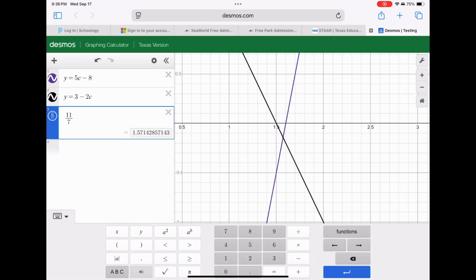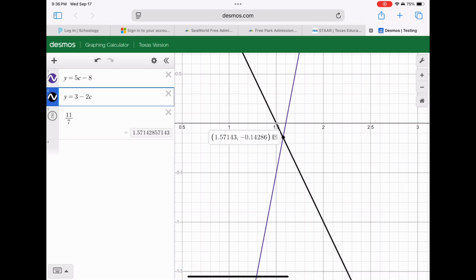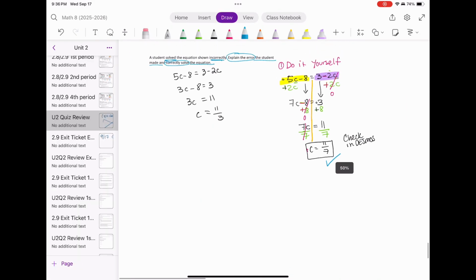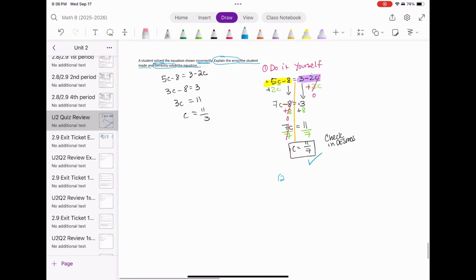Now, I know my answer is 11 over 7, so I'm going to type it, and I'm going to see if my numbers match, and they do match. 1.5714, 1.5714. And so that means that 11 over 7 is correct. Okay, we're not done because the question said to explain the error. So now let's explain what happened.